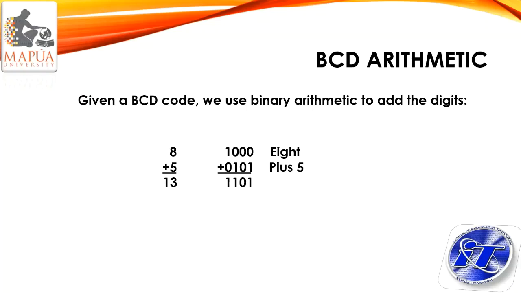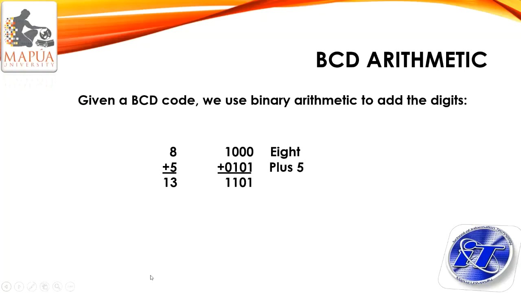But is this a legal pattern in BCD? What is the highest pattern in BCD? It's 9. It is represented by 1, 0, 0, 1. But 1, 1, 0, 1 exceeds 9. It means we should have a carry over after the fourth bit. It should be represented by 2 groups of 4 bits.